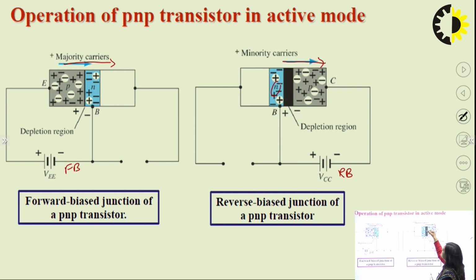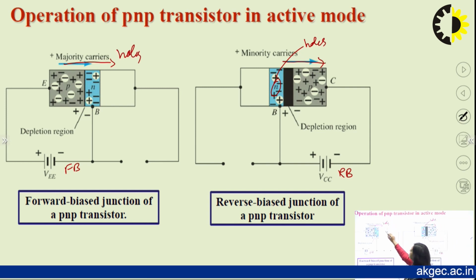But on the N side, the minority charge carriers are holes, and here the majority charge carriers are holes. So if we combine these two circuits, the majority charge carriers, that are the holes, will become the minority charge carriers here. That's why the emitter base junction is always kept forward bias and the collector base junction reverse bias.